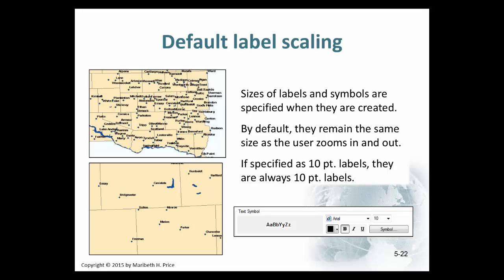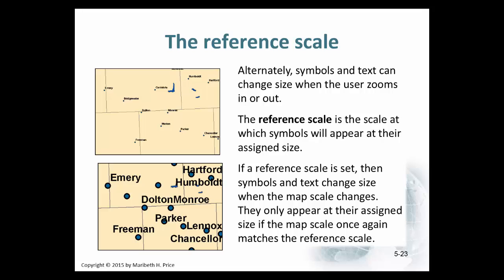The size of the labels is specified when you create them. If they're at 10 points when you zoom in and out, the label stays at 10 points. Symbols and text can change when you zoom in and out. To make sure your labels are at the specified size, you can set the reference scale, which by definition is the scale at which the symbols will appear at their assigned size.